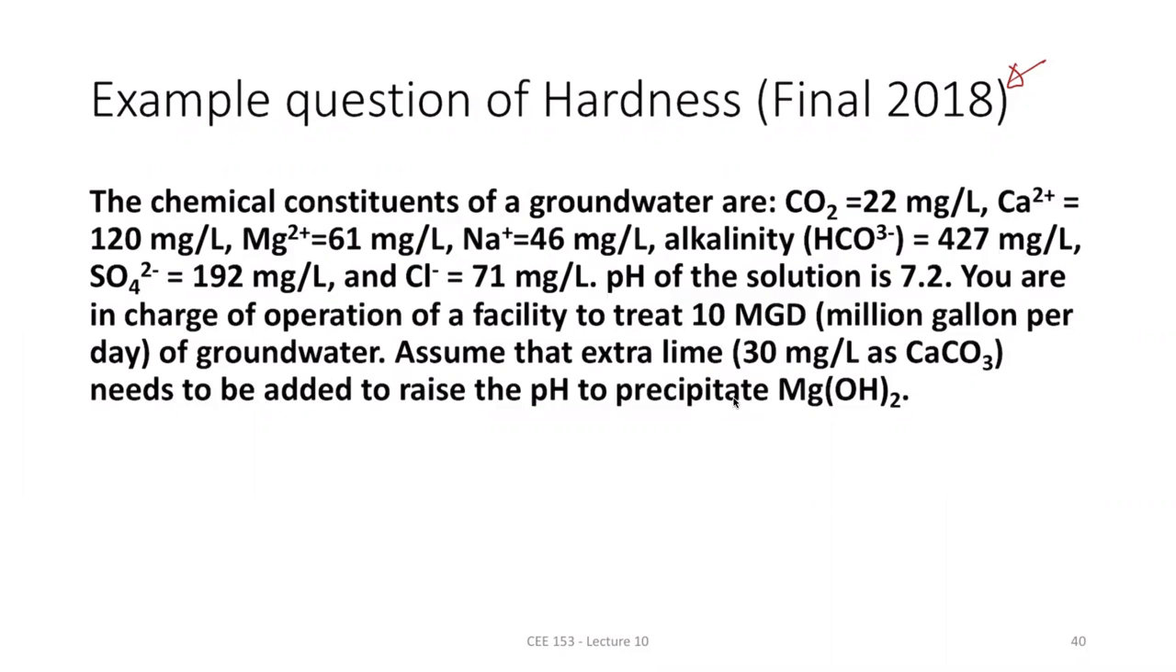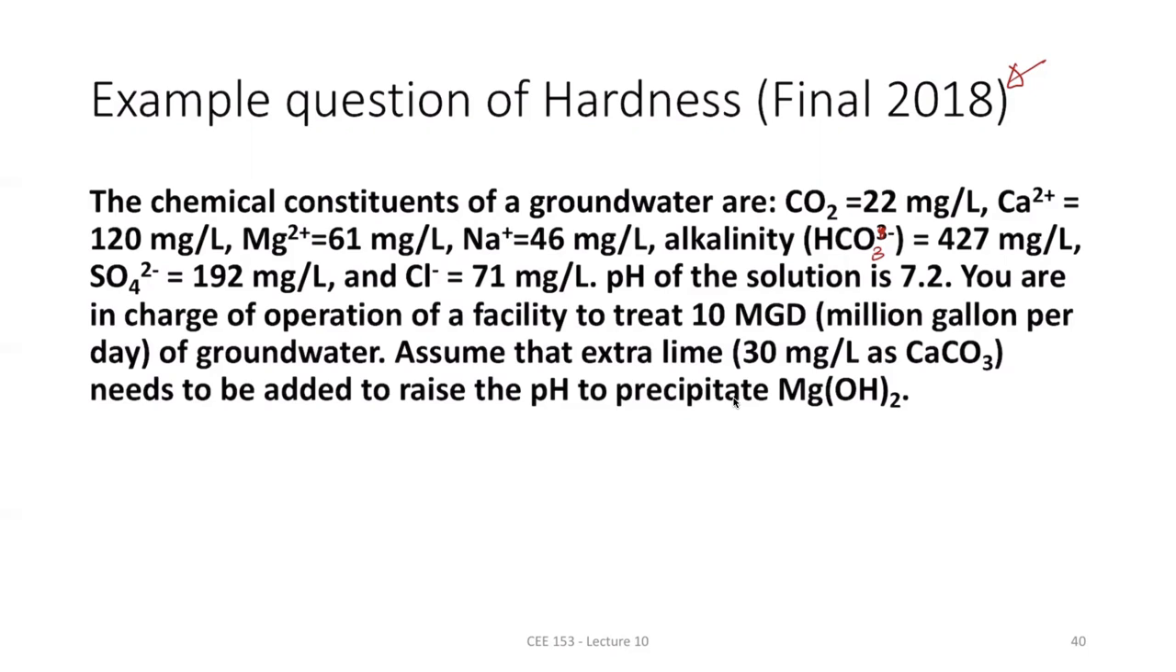I'll read the question. The chemical constituents of a groundwater are carbon dioxide 22 milligram per liter, calcium 120 milligram per liter, magnesium, sodium, alkalinity, and so this is a typo here, CO3 minus, and sulfate and chloride. So you have been given a bunch of ions, including carbon dioxide. And the pH of the solution is 7.2, which is within 5 to 8. That means you can assume all the alkalinity is as bicarbonate.